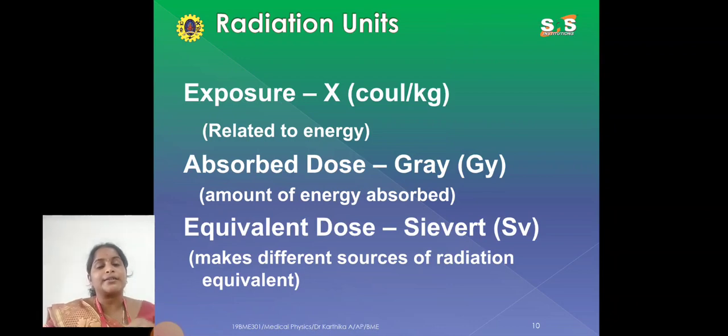Here we are going to discuss the radiation units, and thus we have exposure, absorbed dose and equivalent dose. Exposure is related to energy. Absorbed dose is the amount of energy absorbed. And equivalent dose makes different sources of radiation equivalent.